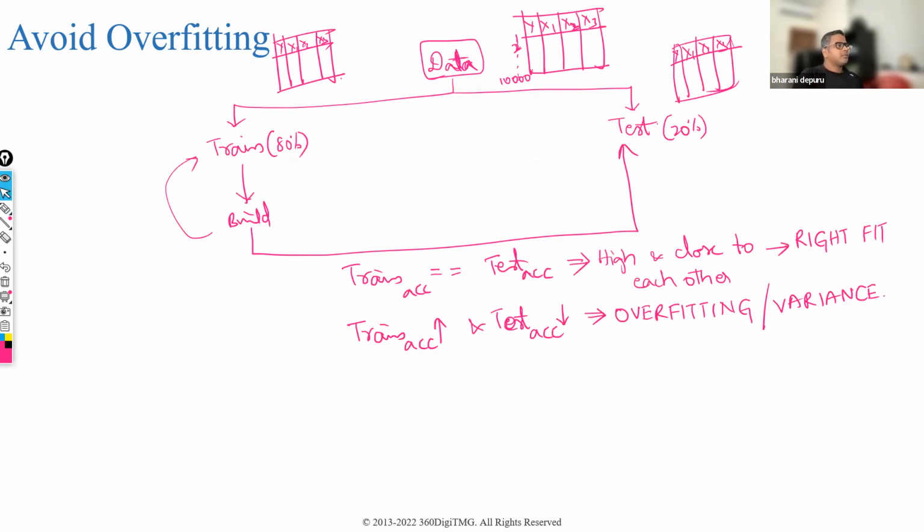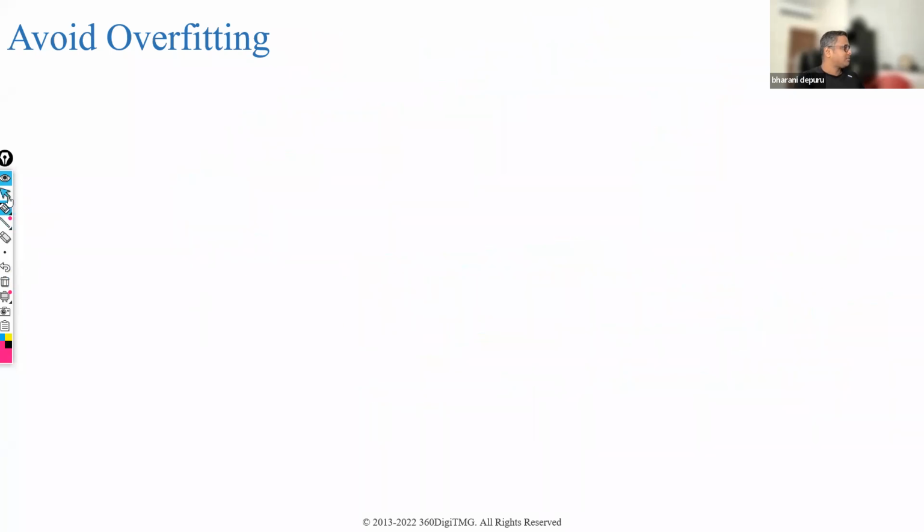Next thing is, if your training accuracy is low, that means your test accuracy also most often than not will be low. If both these accuracy values are low, then it is called underfitting or bias.